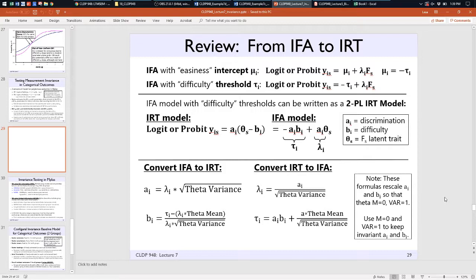Cool. Where the difference comes in is threshold versus B. So B is IRT item difficulty, is the amount of the trait that you need for a 50-50 shot at the higher response. Threshold is the logit of the lower response when theta equals 0 instead. They are algebraically related to each other. If theta mean is 0 and theta variance is 1, the latter part of this equation drops off, and B is the threshold divided by the loading.